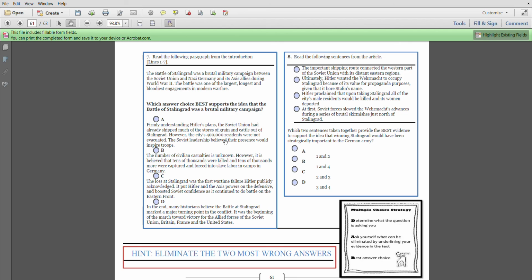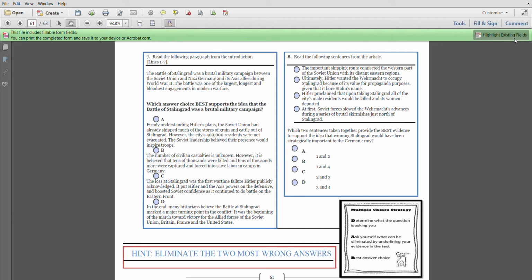A. Firmly understanding Hitler's plans, the Soviet Union had already shipped much of the stores of grain and cattle out of Stalingrad. However, the city's 400,000 residents were not evacuated. The Soviet leadership believed their presence would inspire troops. B. The number of civilian casualties is unknown. However, it is believed that tens of thousands were killed and tens of thousands more were captured and forced into slave labor in camps in Germany.